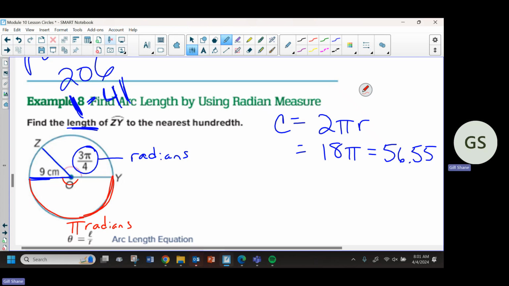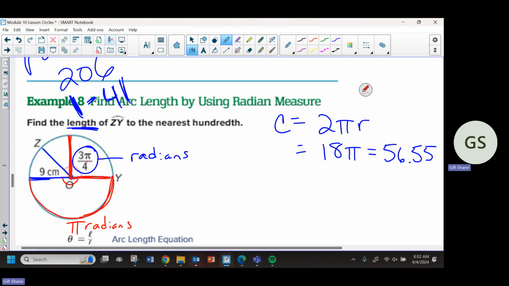What percentage of the circle is that? That's the tricky part when you're dealing in radians. Again, I know it's less than half. I know it's more than 25% because 90 degrees would be 25%, right? If I had a 90-degree angle in a circle, that's 25% of the circle.